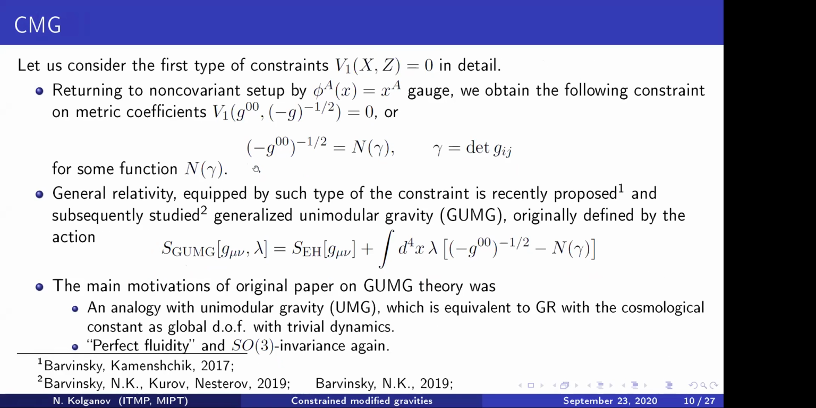One more question, please. Yep. On the previous slide, could you please explain the statement that this unimodular gravity is equivalent to GR with a cosmological constant as a global degree of freedom? So our generalized unimodular gravity becomes the usual unimodular gravity when n of gamma takes the particular form 1 over square root of gamma. In this unimodular gravity, the only additional degree of freedom is the cosmological constant. I can explain it as follows.